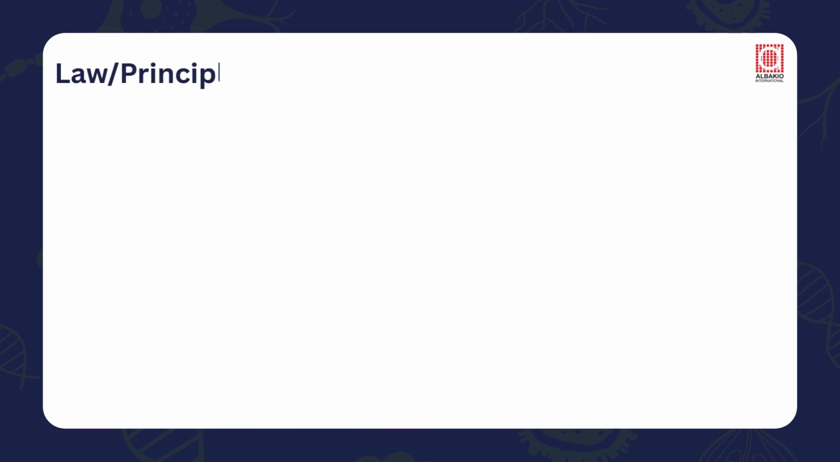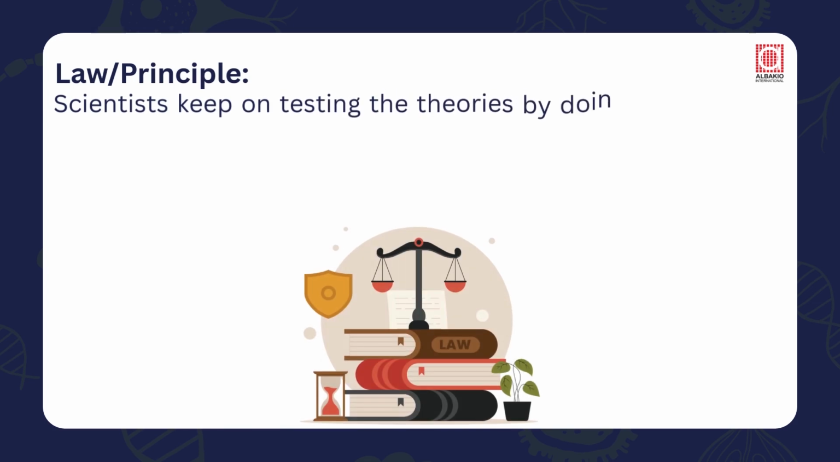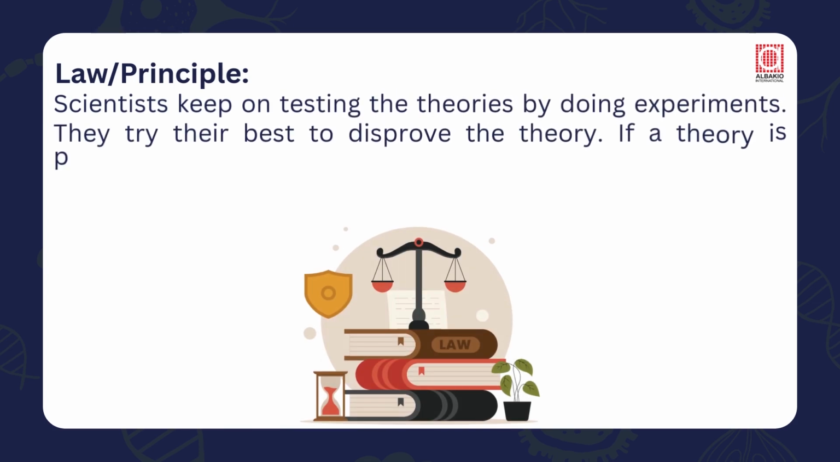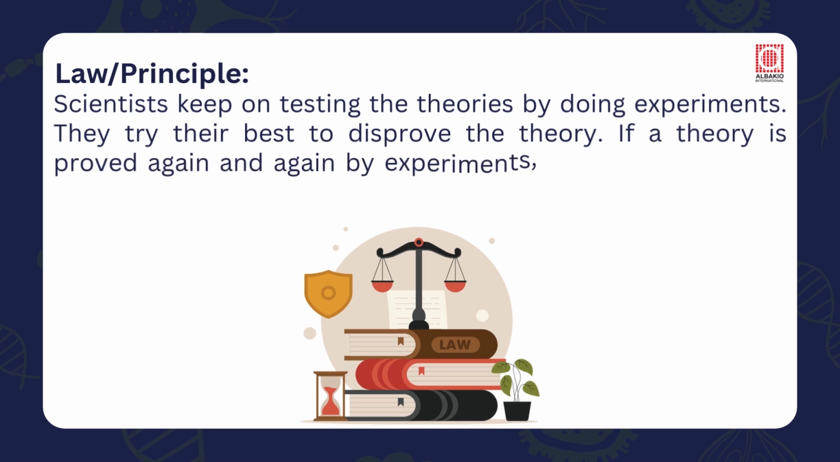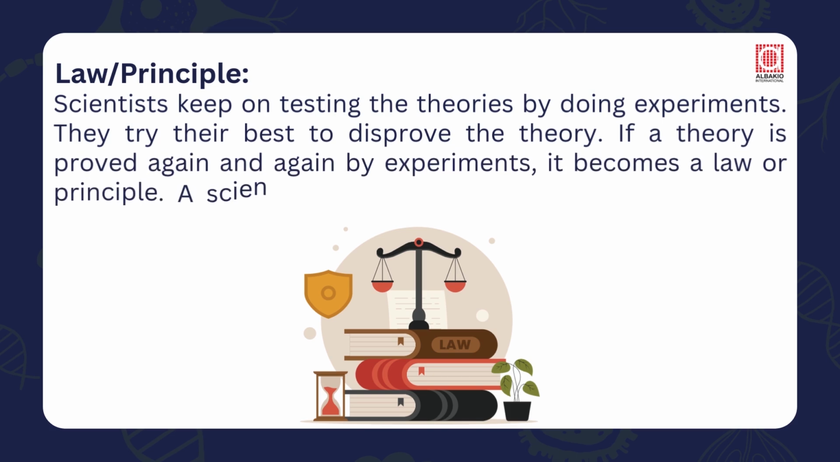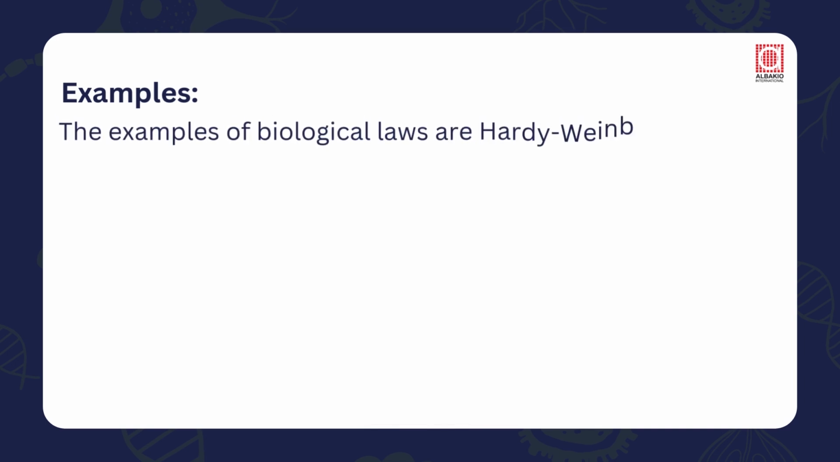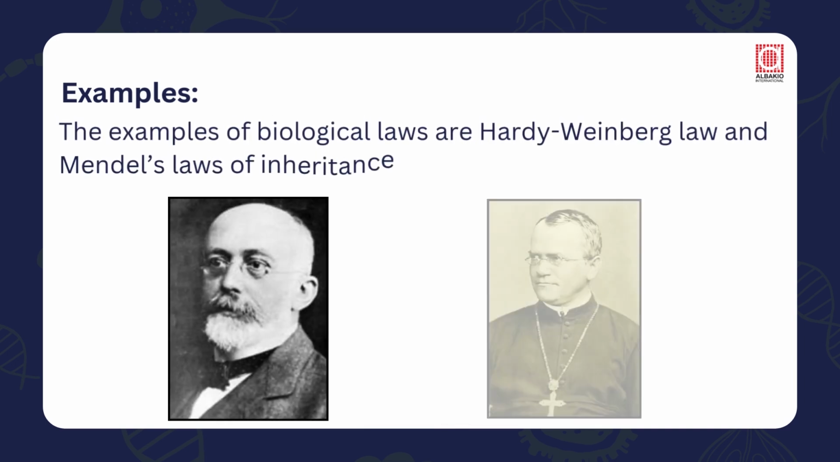Law and principle. Scientists keep on testing the theories by doing experiments. They try their best to disprove the theory. If a theory is proved again and again by experiments, it becomes a law or principle. A scientific law is a uniform or constant fact of nature. Examples. The examples of biological laws are Hardy-Weinberg law and Mendel's laws of inheritance.